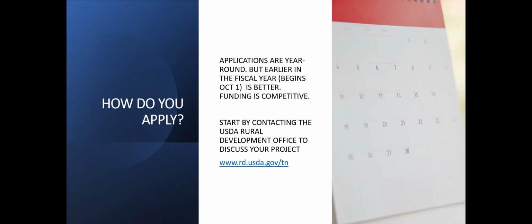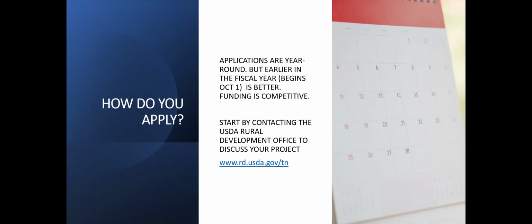So when can you apply? Year round. If you'll recall, the federal fiscal year goes October 1 to October 1. And so the best time of year to apply is just after October because there's more money available, right? Funding is competitive.